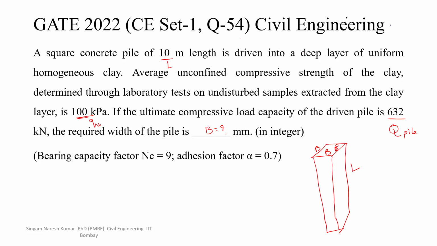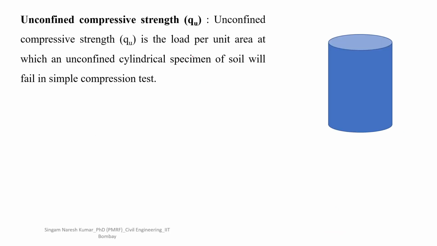Now we are clear about the given data and we know what is to be found. But before that, we will understand what Qu is. Qu is the unconfined compressive strength of the clay. Unconfined compressive strength, denoted by Qu, is the load per unit area at which an unconfined cylindrical specimen of the soil will fail in a simple compression test. The detailed information on this test is given in any standard soil mechanics book, such as by Arora or Gopal Ranjan. You can go through those books.